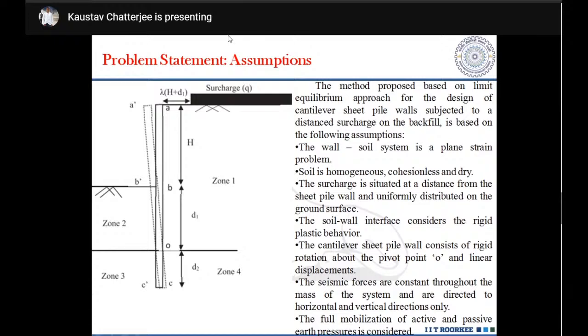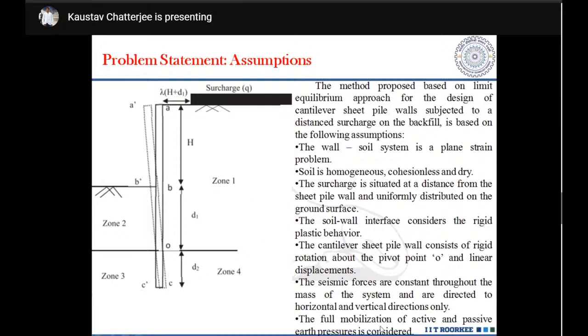The surcharge is situated at a distance from the sheet pile wall and is uniformly distributed on the ground surface. It's an infinite surcharge. The soil-wall interface has a rigid plastic behavior. The cantilever sheet pile wall undergoes rotation about a point O, which is the pivot point, and we have assumed linear displacement. That is, the active and the passive earth pressure undergo full mobilization. That is what we have assumed: both active and passive earth pressure undergo full mobilization.